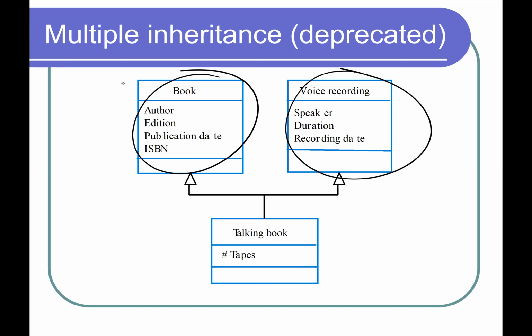As you can see in this example, book has author, edition, publication date, and ISBN, whereas video recording has speaker, duration, and recording date. There's nothing in common between them, so that would have worked, but you're playing with fire. Java said if you're doing multiple inheritance, chances are you have no idea what you're doing, so you can't actually inherit more. That's why with the word extends, you can only put one class after it. With interfaces, you can implement more than one interface, because what you're getting is something that is empty anyway.